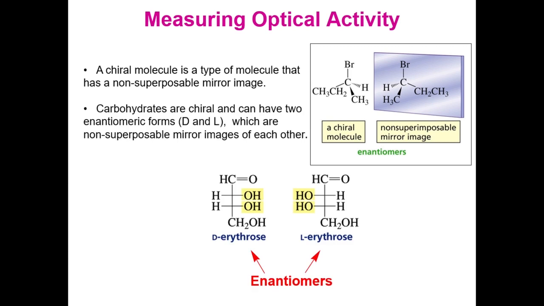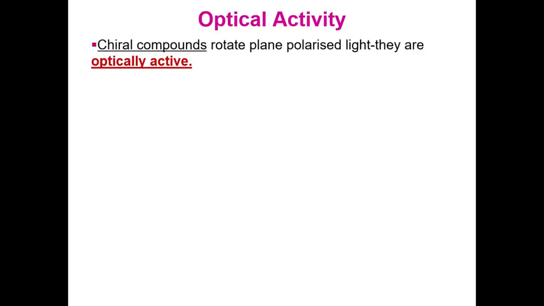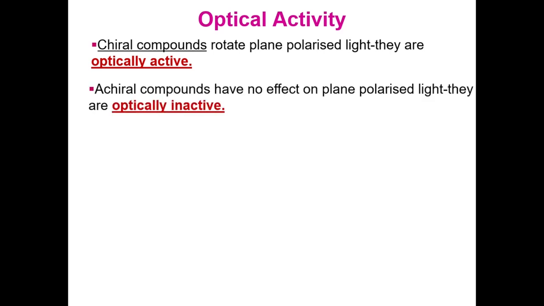Carbohydrates, as I said, are chiral and can have two enantiomeric forms, the D and the L form, which are non-superimposable mirror images of each other. Here we have an example of that. We have D-erythrose and L-erythrose. They are a pair of carbohydrates. They are a pair of enantiomers. Chiral compounds rotate plane polarized light, and that means they are optically active. Achiral compounds have no effect on plane polarized light. They are optically inactive.